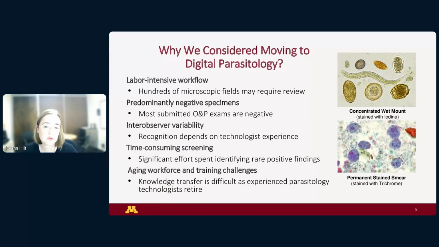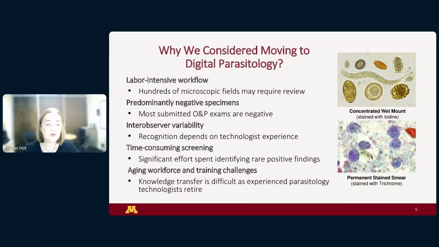First and foremost, those of you who know the ova and parasite exam and prepping and reading these slides know it can be a labor-intensive workflow. Hundreds of microfield slides are required to review, and in our case, and what is generally seen, these are predominantly negative specimens. So you're doing all of this intense examination, looking through all these slides when they're all negative. This can also be very subjective, with intra-observer variability, dependent on the technologist's experience, and that takes time to build. So training in this area can be very time-consuming itself.